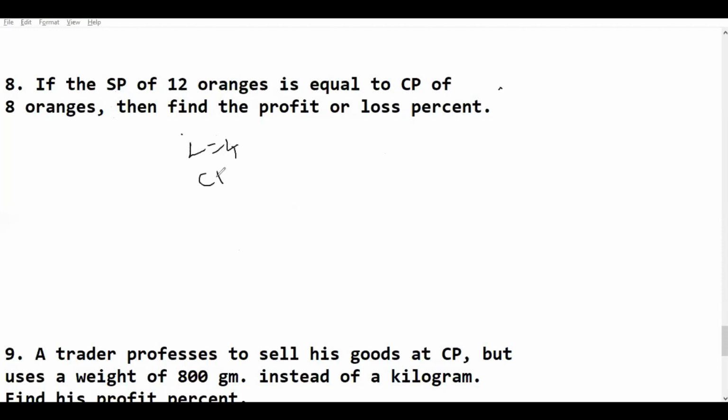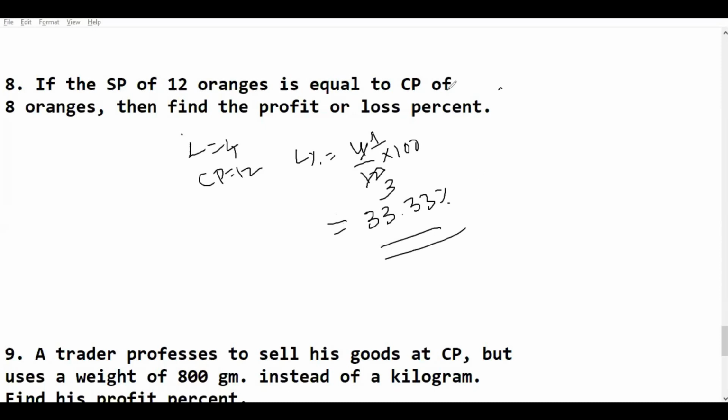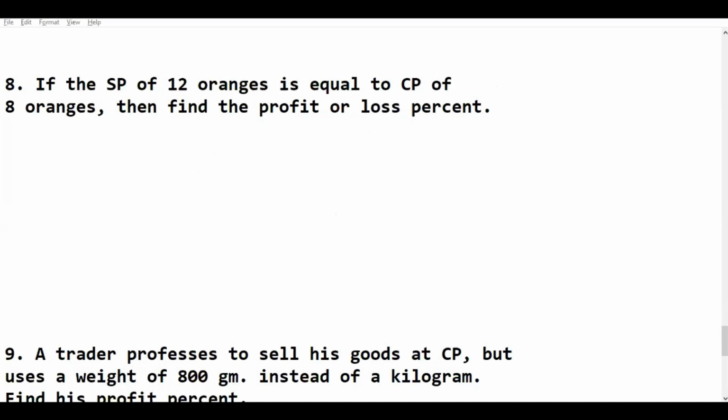Your cost price is what, guys? 12. So what is the loss percentage? 4 by 12 into 100. So 1 by 3. 1 by 3 is 33.33%. Guys, this is not a mug-up thing. This is purely concept based. Look here.